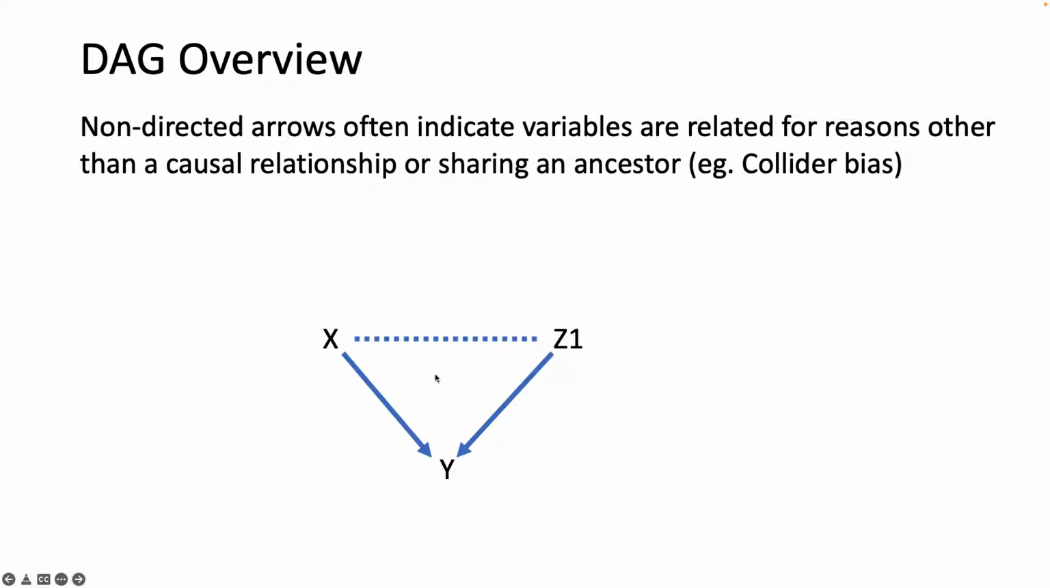A non-directed arrow. This one is dashed. I don't think they always need to be dashed. I think that's just kind of the convention. Generally means that two variables are related for reasons other than a causal relationship or having a shared ancestor, like I said before. And a really common example of this is collider bias, something that I'm going to get into a bit later. Not fully, but in the context of DAGs.